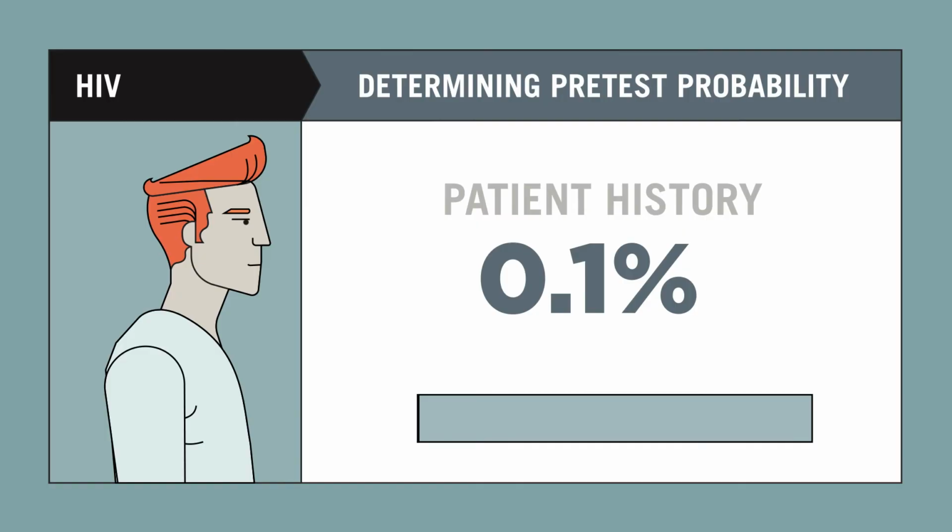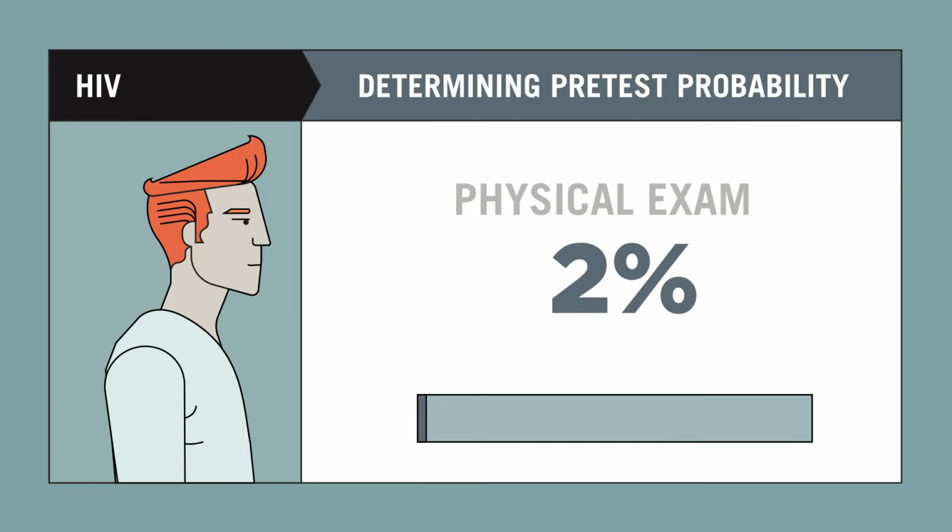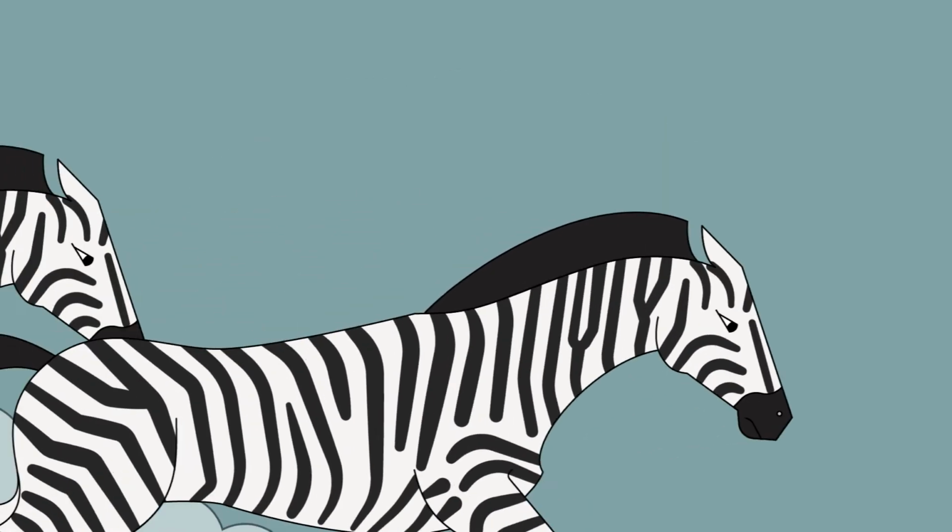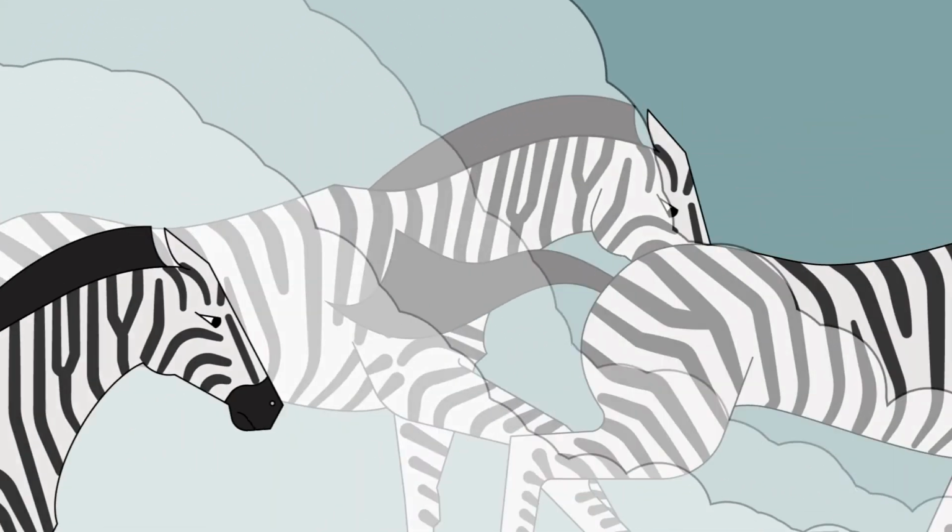Mr. Burke reports recurrent pneumonia and on physical exam appears thin and has lost 20 pounds. Probability increases to around 2%. When bringing together all of these factors and considering different diagnoses, it is helpful to remember an aphorism. When you hear hoofbeats, think of horses, not zebras.